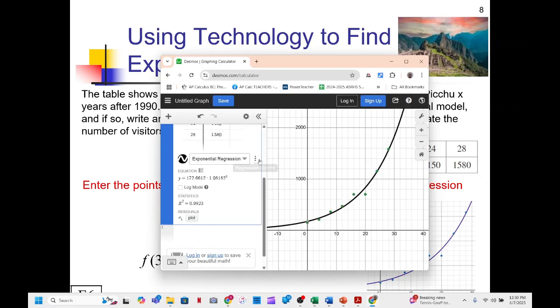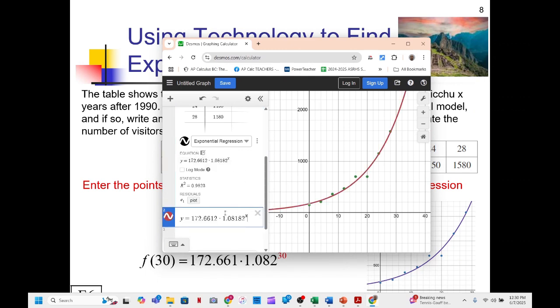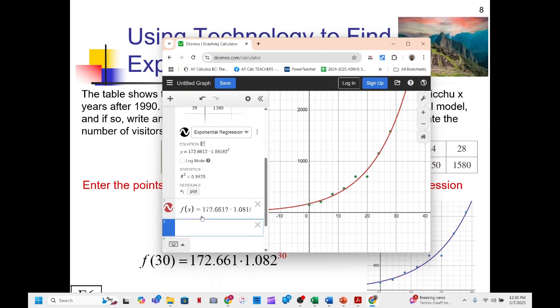Now, a trick that we've seen before in Desmos, if you want to do it on Desmos, is you can actually click this little equation button here to export that down to an entry below. And if I rename this as f of x and then go down another level, that allows me to plug in anything I want. Let's do f of 30 and see what we get. That's about 1,827.448.